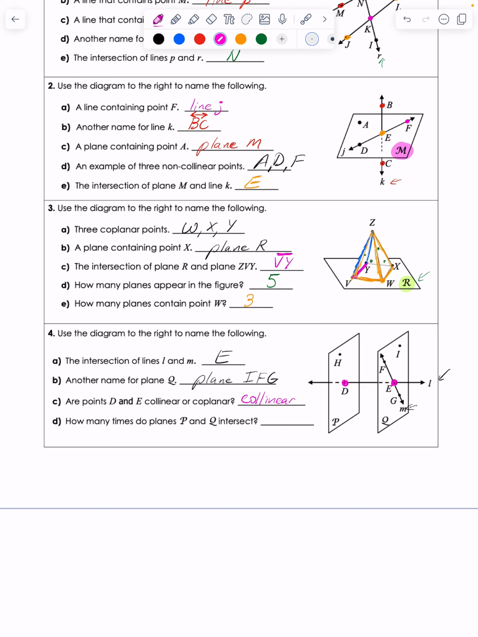And then finally, how many times do planes P and Q intersect? And when I look at these planes, it looks like they're not intersecting at all. So I'm going to go ahead and say they intersect 0 times.